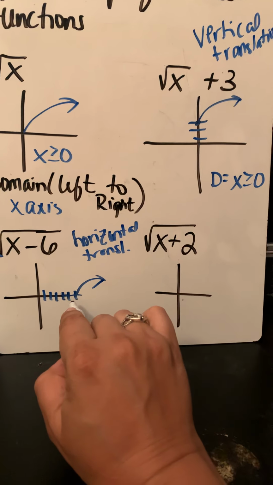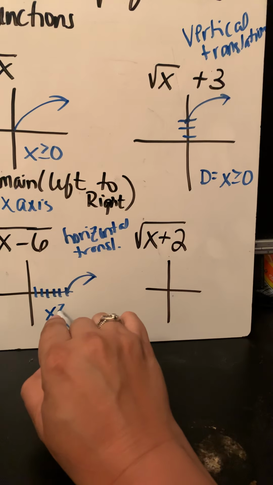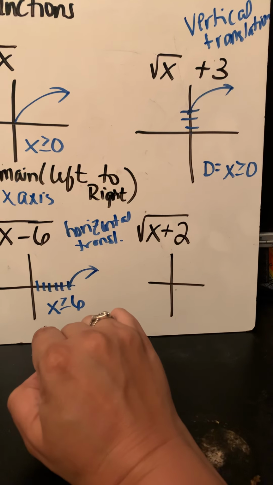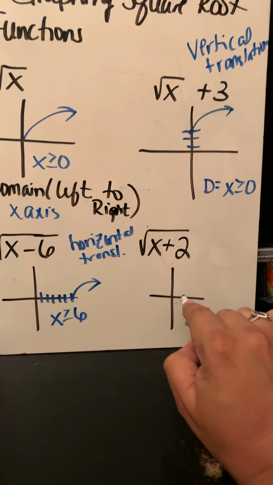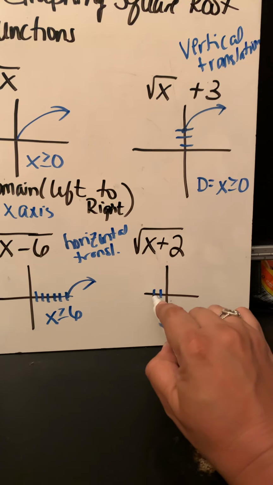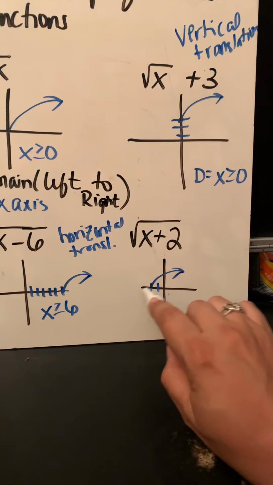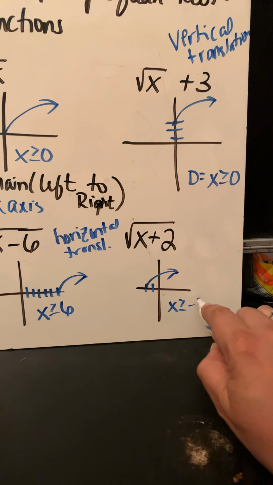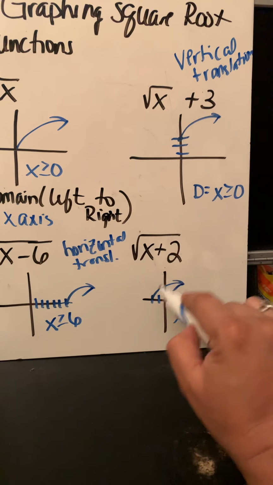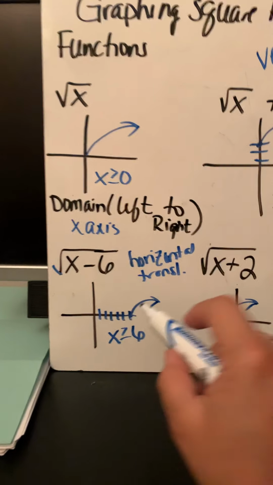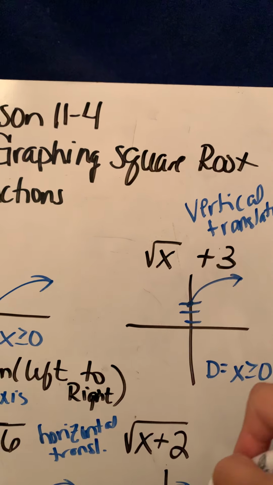Now what would your domain be? We're starting at where? 6, right, on the x-axis? So your x would have to be greater than or equal to 6. So this one here, because it's a positive 2, I'm not going to start right 2, I'm going to do the opposite of it. So I'm going to start left 2. Draw my swoop. So again, left 2, so x has to be greater than or equal to -2 for your domain. So again, like this one here, left 2. This one here, right 6. This one, you don't change a sign on it. It's just like a y-intercept. That's the direction you go up or down.